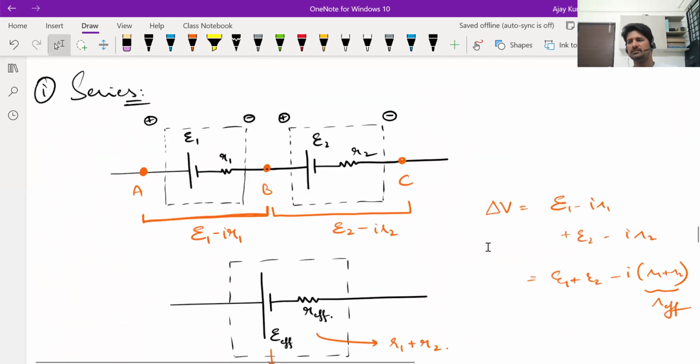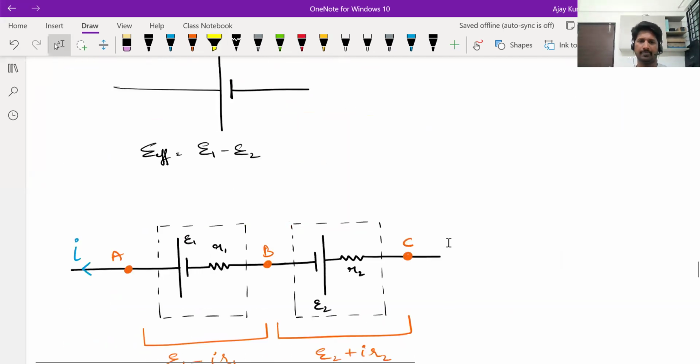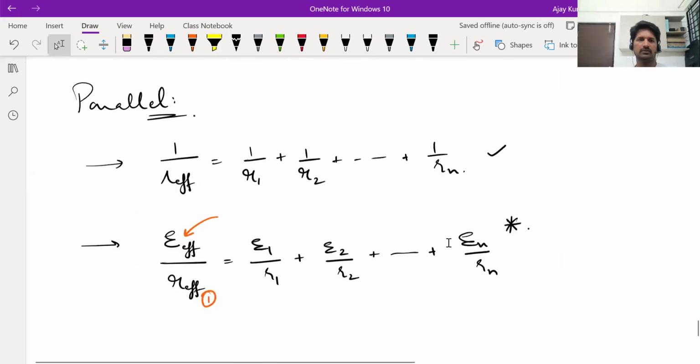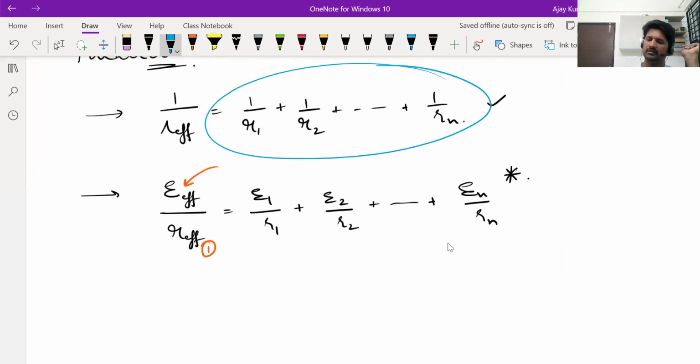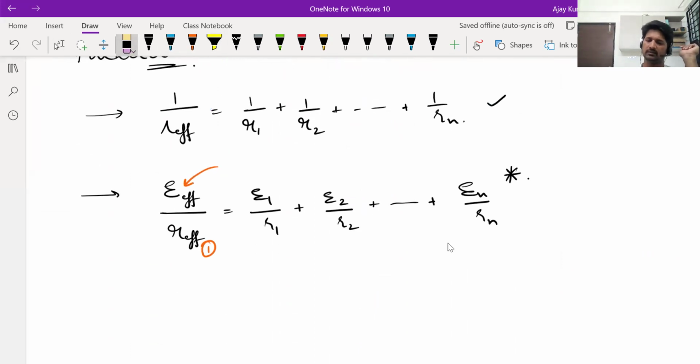So remember, in series, the effective EMF is E1 plus E2, so on. Again, star. If any battery is connected with reverse polarity, you'll have to subtract its EMF. Resistance is R1 plus R2, so on. Next, in parallel, you find out the effective resistance first, and the resistance formula doesn't have any condition. Irrespective of whether batteries are connected with same polarity or reverse polarity, resistance is always calculated like this. And then you calculate the EMF. E by R is equal to E1 by R1 plus E2 by R2, so on.